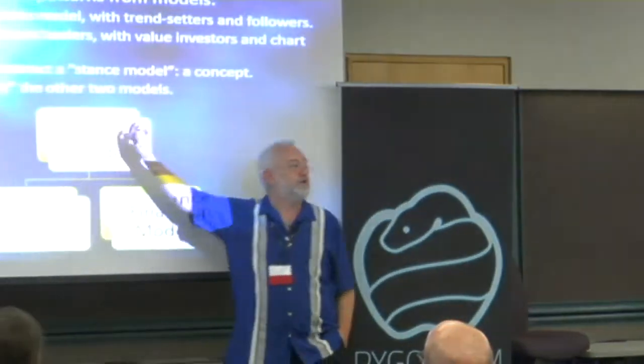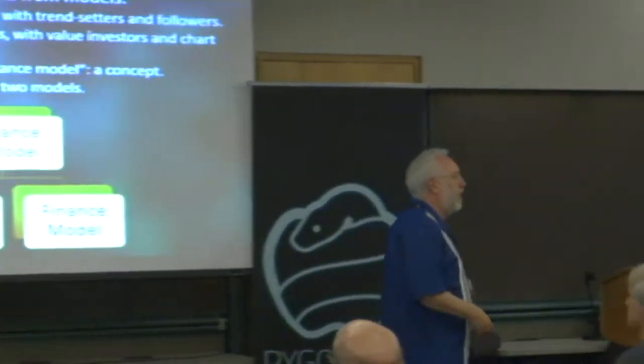Well, there's a finance model with people who are value investors and people who follow charts. It's very similar. I programmed this model, and then I went to work on this one and looked for the commonalities and managed to push a lot of the code in the two models up into another model called a stance model, because the two populations are taking stances towards each other.